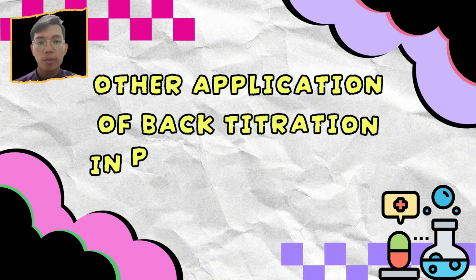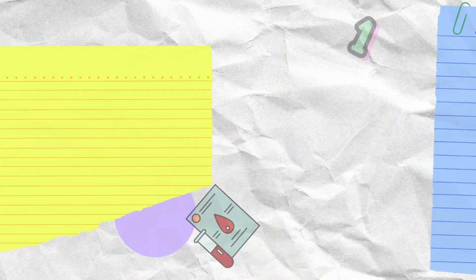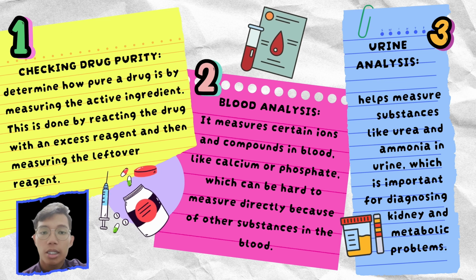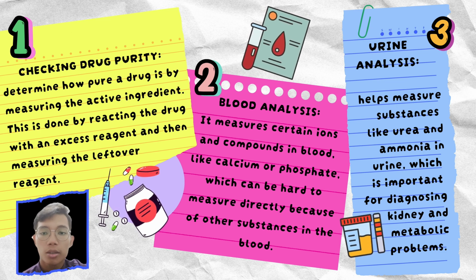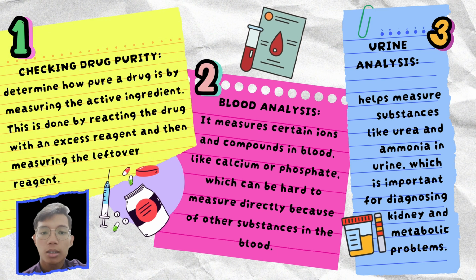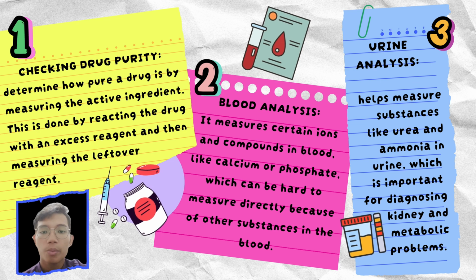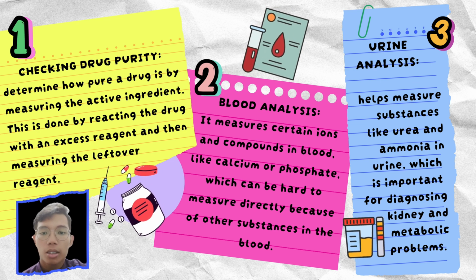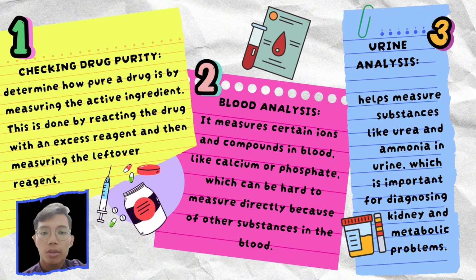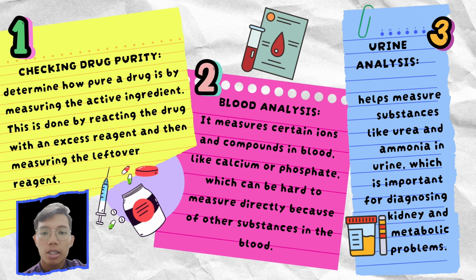Additionally, back titration has many more applications in pharmaceutical industry. As we can see, there are other applications of back titration in pharmaceutical industry. For example, for checking drug purity, as back titration can help to determine how pure a drug is by measuring the active ingredient. This is done by reacting the drug with an excess reagent and then measuring the leftover reagent.